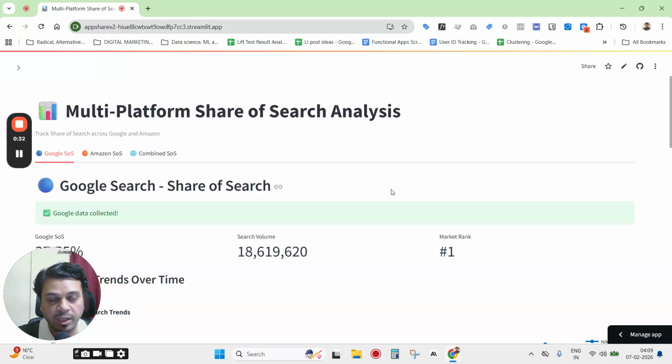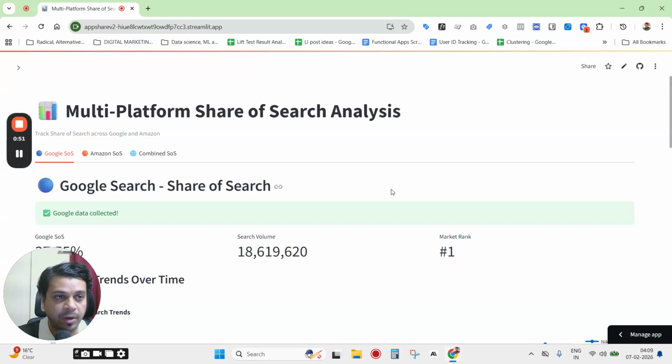So just to give a recap, share of search is simply the share of searches for a specific brand relative to the total number of searches for all the brands in that particular category. So that's basically share of search, very simply.